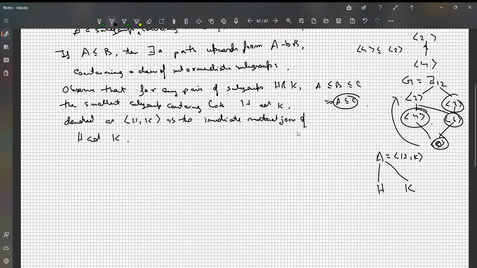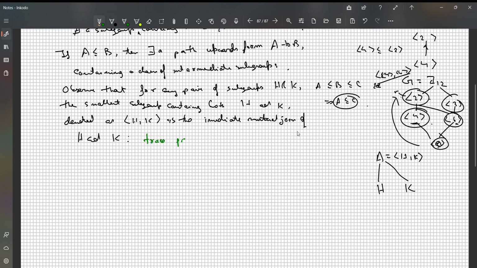So in this case, obviously notice that the smallest mutual join of 4 and 6 is nothing but 2. So 2 is the subgroup, so it's 4 comma 6, right? It's the smallest subgroup containing both these subgroups 4 and 6. Clear? Or we can consider writing them as follows.